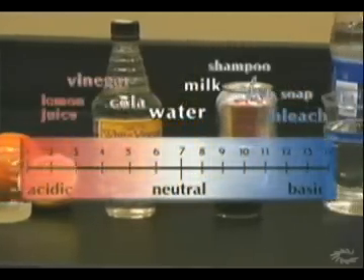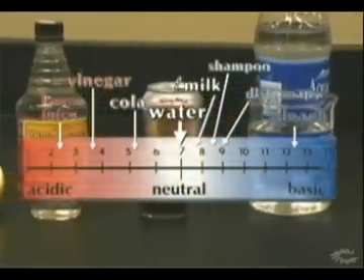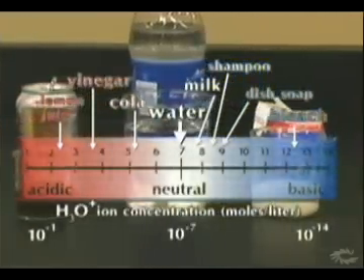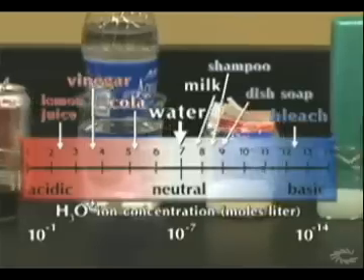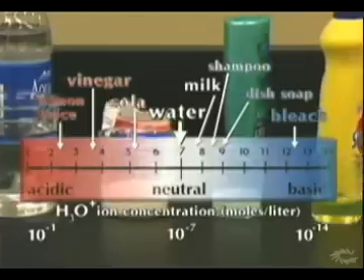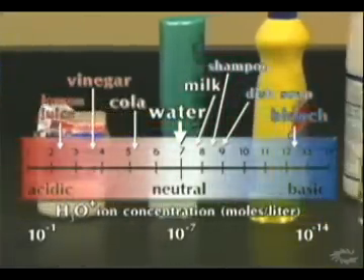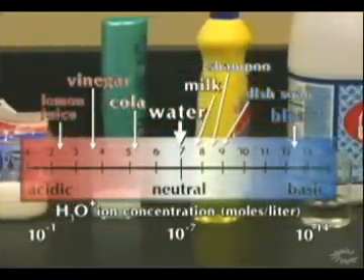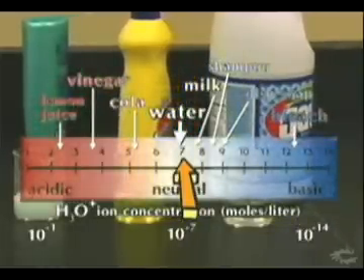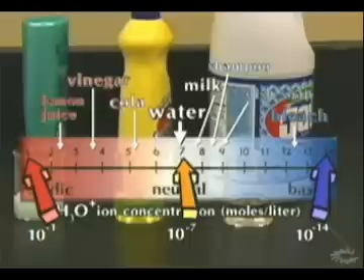Some common solutions and products are listed above. The pH scale is in the center, and the measure of H3O+ is shown below. The pH scale is a measurement of the amount of H3O+ ions in the solution. Water is 10^-7 mole. The others range from 10^-1 to 10^-14. The pH number comes from the exponent.